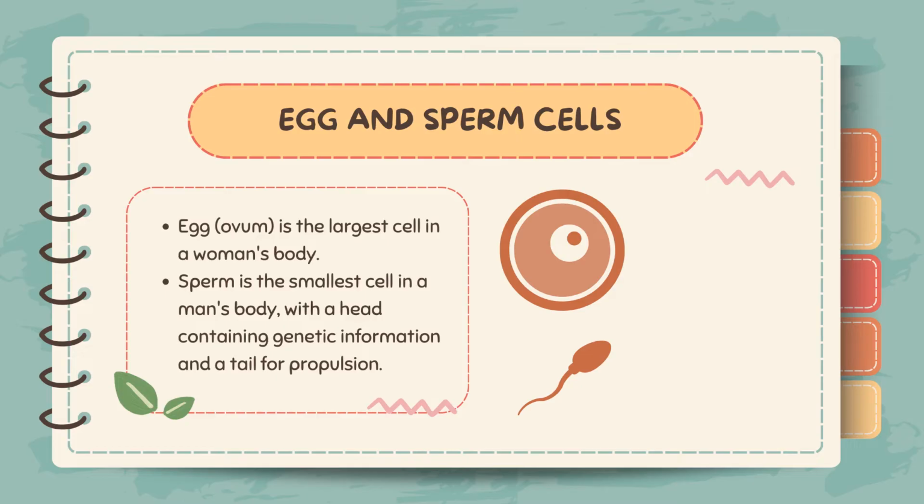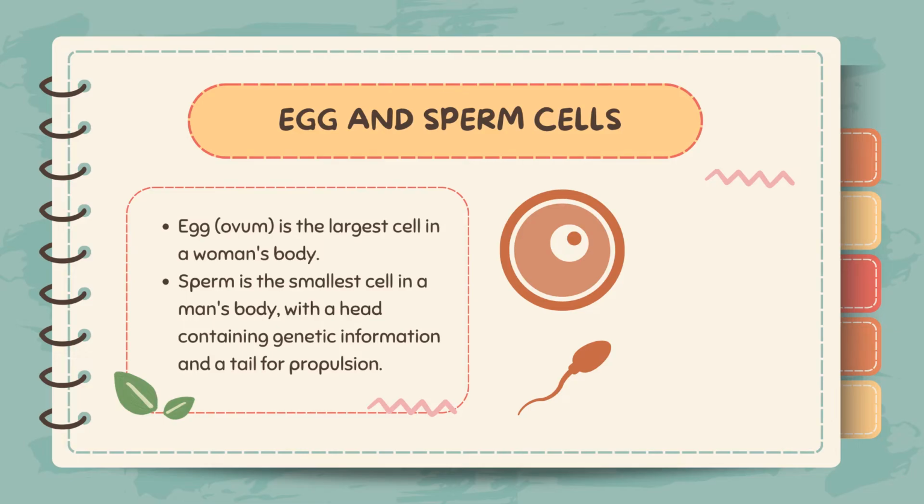The sperm, the smallest cell in a man's body, is microscopically small and about 90,000 times lighter than the egg. It comprises a head which contains the other half of genetic information and a whip-like tail which propels it through the woman's reproductive system in search of the ovum.